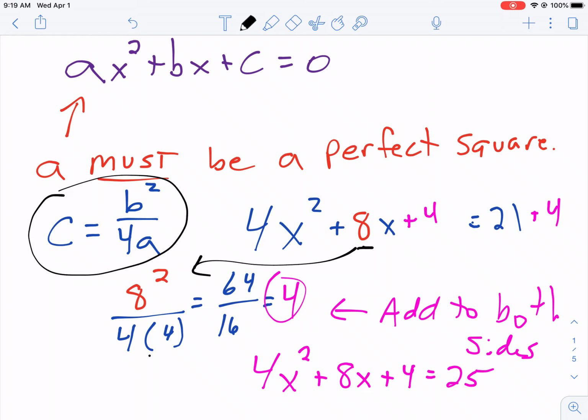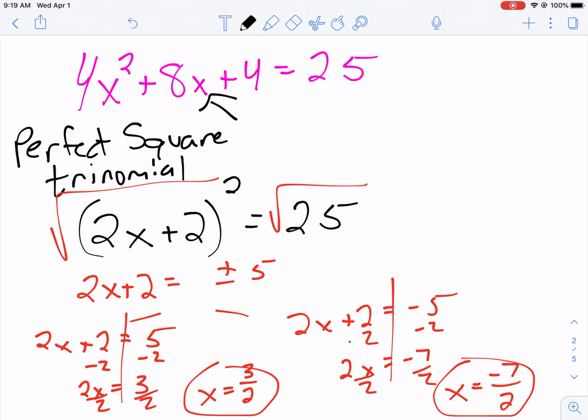So now what we're going to have to do is add this to both sides of the equation. That's why we have the plus 4 plus 4. And then we're left with 4x squared plus 8x plus 4 equals 25. Now what you did is you just created a perfect square trinomial right here. So we're going to solve it just like you've been doing. So this is a perfect square trinomial, so you can actually factor it. So it's going to be 2x plus 2 squared equals 25.